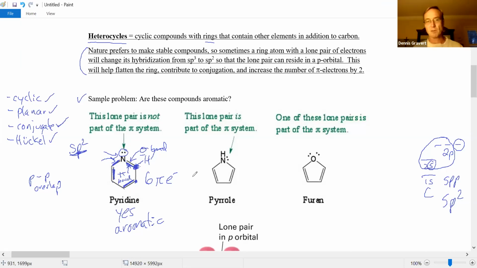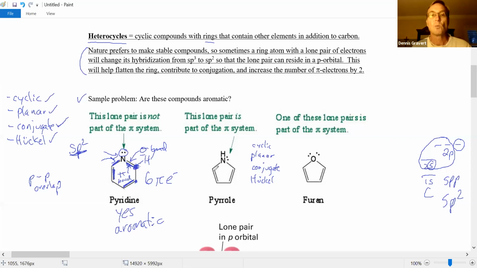Cool. Okay, we're done with purity. But let's look at pyrrole. Gonna ask the question, is it cyclic? Is it planar? Is it conjugated? Does it have a Huckel number? If it has all 4, it's aromatic. If it doesn't have all 4, we're just going to classify it as non-aromatic. We're not going to worry about anti-aromaticity for the exam.